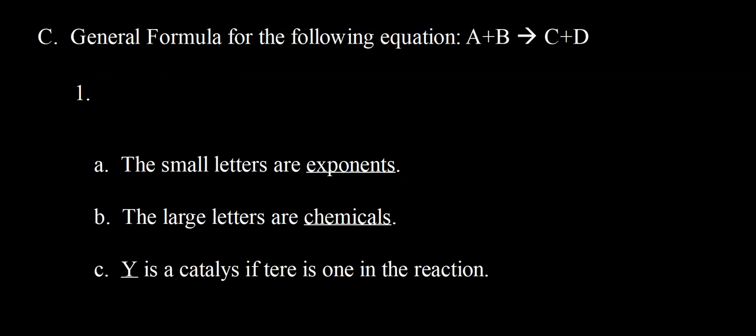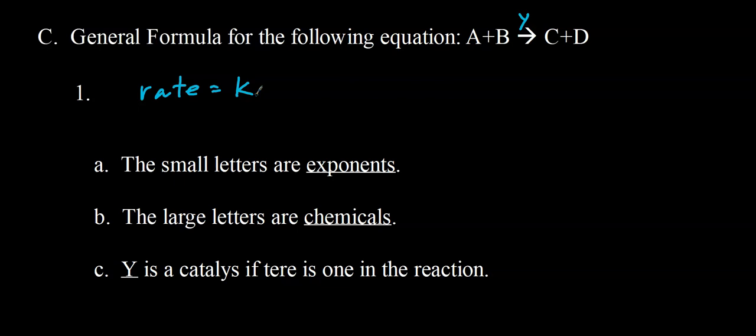So let's take a look at the following hypothetical equation. We have A and B that react to produce C and D. And I'm going to put Y on top of the arrow. So let's write the rate law, as it's called, for this reaction. The rate law always starts with rate equals k. We'll talk about what that means in just a bit.